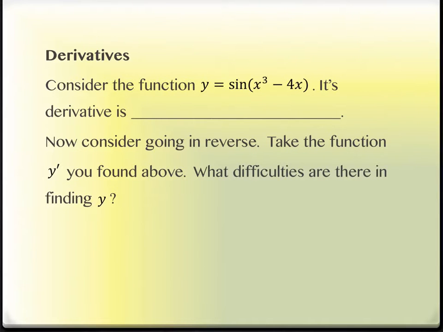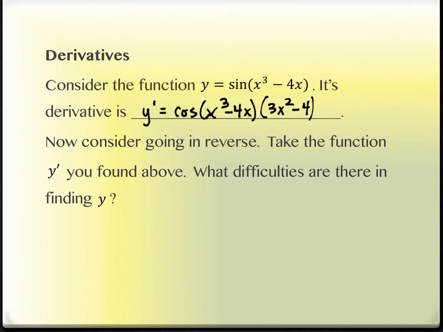If we were looking at the function y equals sine of x cubed minus 4x, and we wanted to take its derivative, what property or rule would we need to use? The chain rule. And what would the derivative be? Okay, so the cosine of what's inside already, x cubed minus 4x. And then what, Jewel? And then 3x squared minus 4. Excellent. Okay, everybody good with that so far? Okay, that's what the derivative would be.